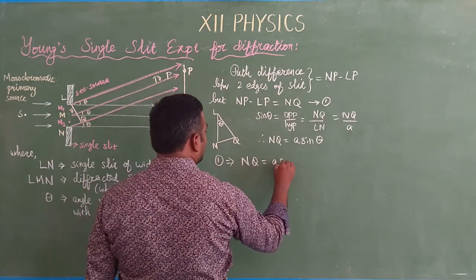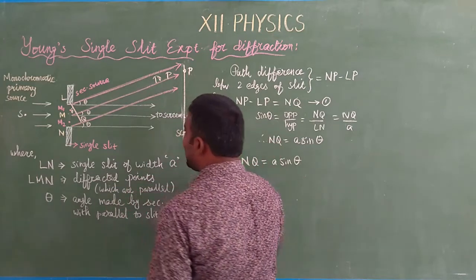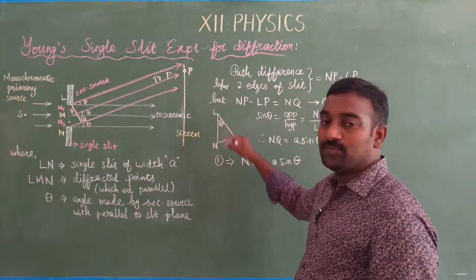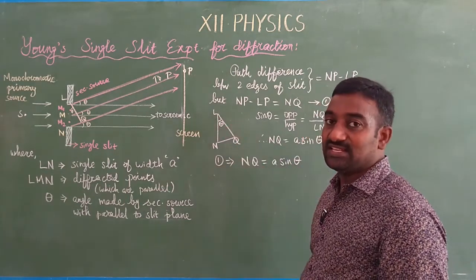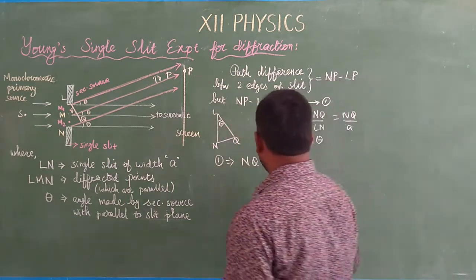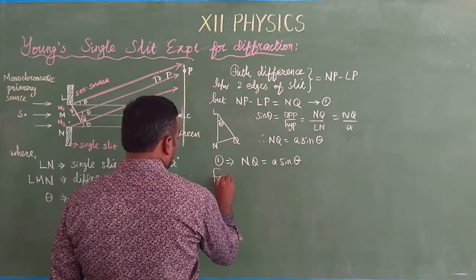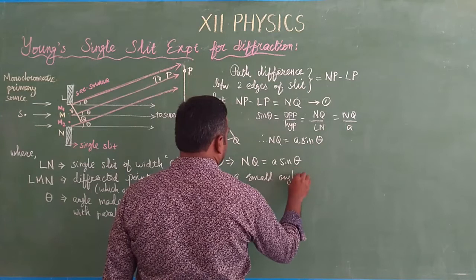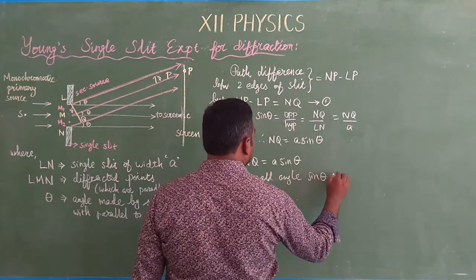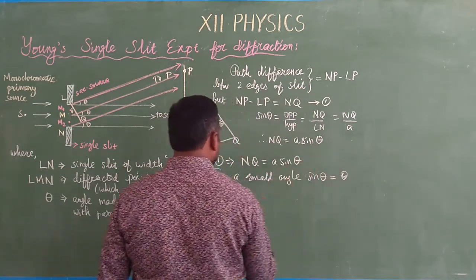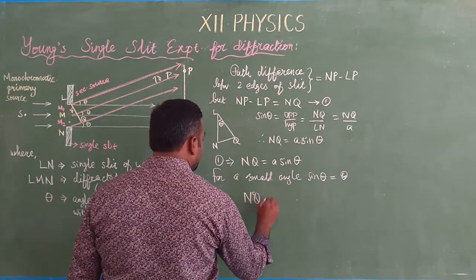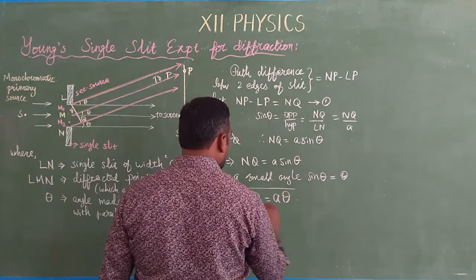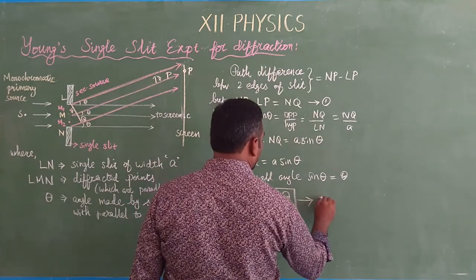NQ is equal to a sin theta, but this angle is very small. This is not a large angle, it is a very small angle. So for a small angle, sin theta is taken as theta, then the path difference NQ is equal to a theta. So we found the path difference NQ is equal to a theta.